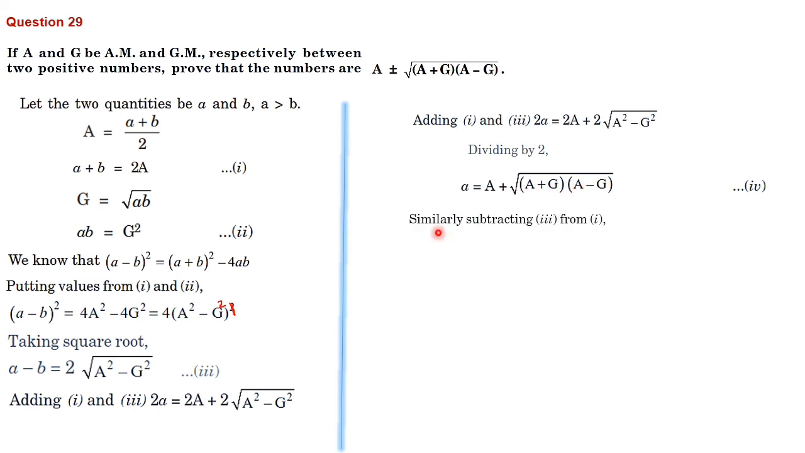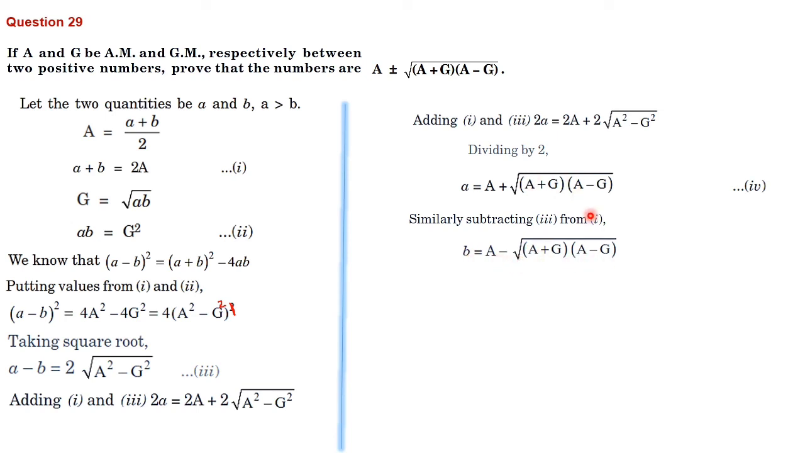Then similarly, we have just added equation number 1 and 3. Now if you subtract equation 3 and 1, what we get is b. That is b is equal to a minus root of (a plus b) into (a minus b). Similarly we can write it on the right, no need to show it like this. So when we subtract 3 and 1, we get b equal to a minus root of (a plus b) into (a minus b). It is not necessary to do the calculation.